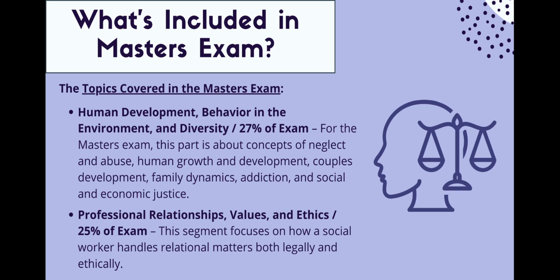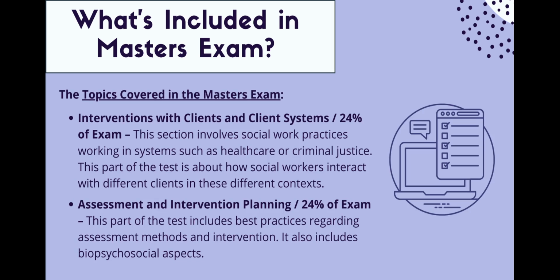The second biggest, also larger on the master's exam than it is on the bachelor's exam, is professional relationships, values, and ethics. So again, it's going to focus on how social workers react to relational matters, both legally and ethically. So again, the code of ethics being a very important part of both of these exams, but even more so on the master's exam, with that section being 25%, the second biggest part of the master's exam.